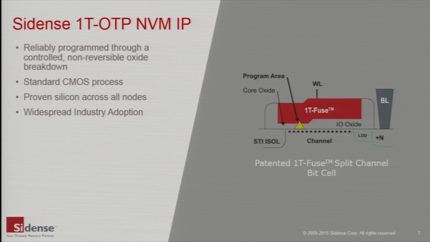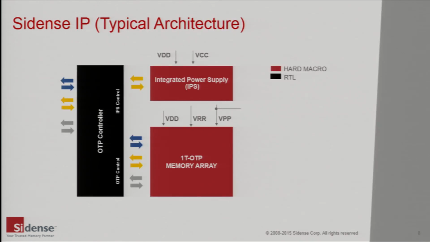Okay, now let's have a look at where the bit cell fits in the overall OTP solution. This slide shows a typical architecture for a Sidense OTP solution. The solution includes 3 main parts: the memory array, which contains the bit cell we just discussed, an integrated power supply, IPS, and a controller.